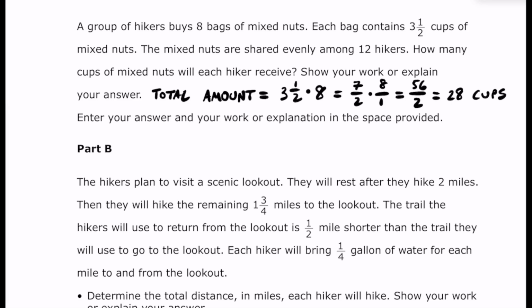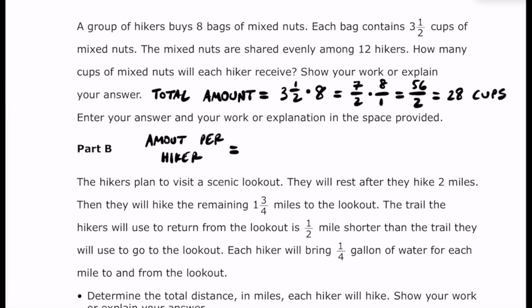And then what would be the next thing we have to do? Well, they're sharing this amongst 12 of these hikers. So maybe we can write the amount per hiker. You could just go ahead and label that and write that as the first thing, so you can explain and show what you're finding here.